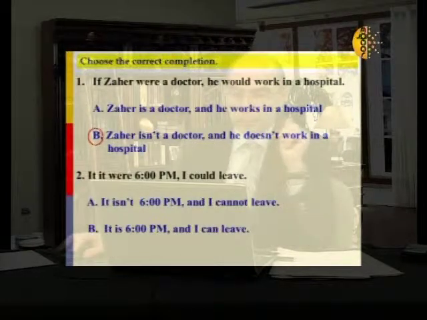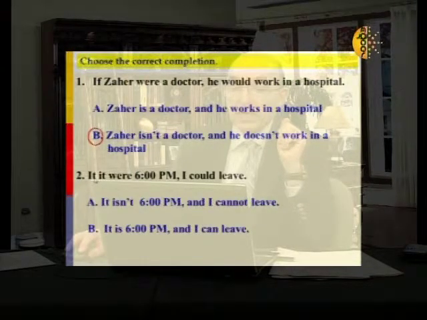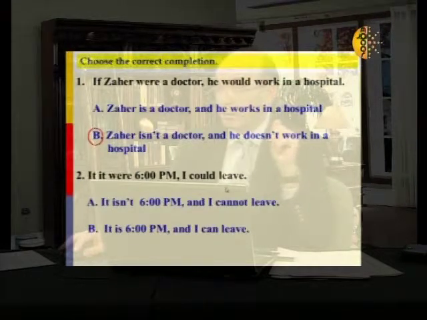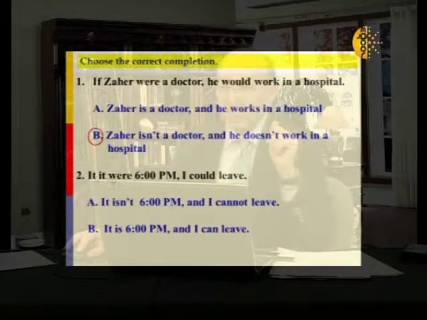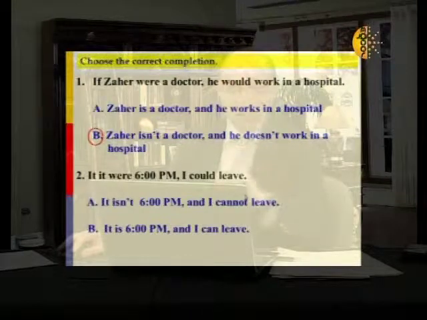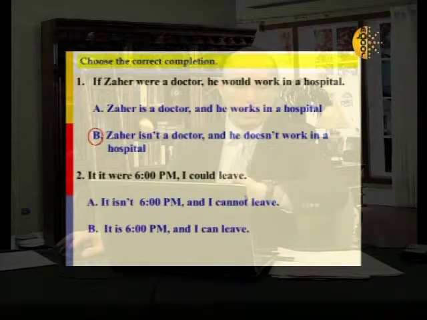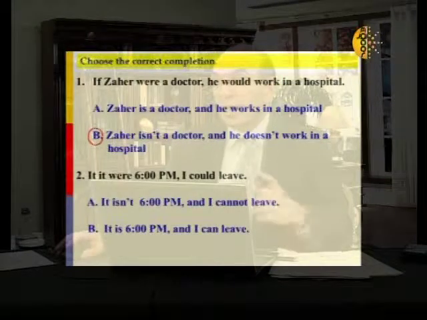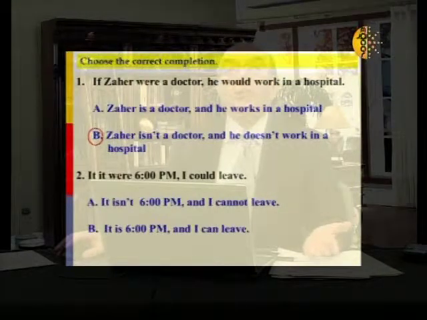Sentence number 2. This should be F. If it were 6 p.m., I could leave. So this is F, not T. If it were 6 p.m., I could leave. Is it 6 p.m. now? Look at your watches right now. It is what? 5:30. It is not 6 o'clock. Can I leave right now? No. I have a program until 6 o'clock.